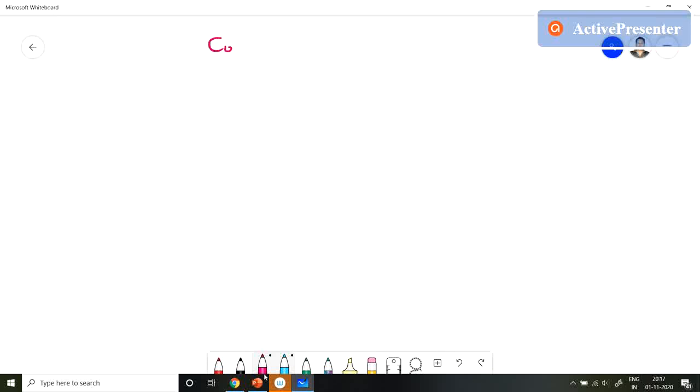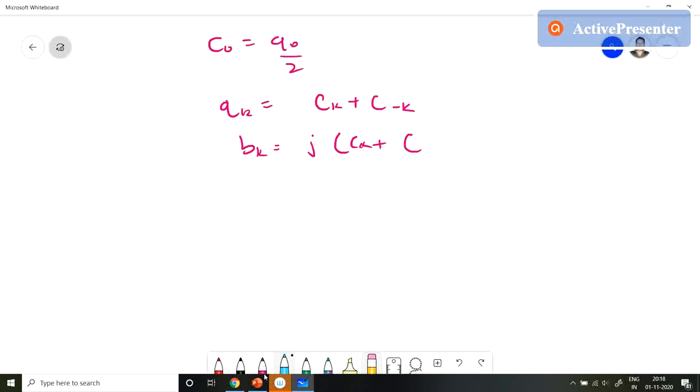Now c naught can be related with a naught by 2. ck is related with ak and bk by this relation: ak is equal to ck plus c minus k, and bk is equal to j times ck minus c minus k. So this is the relation. Now we can prove this relation.